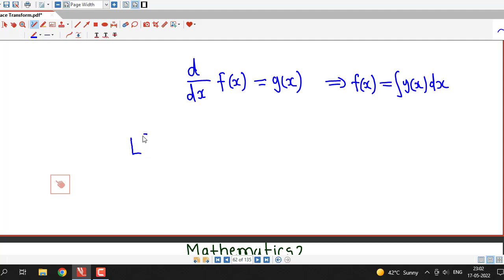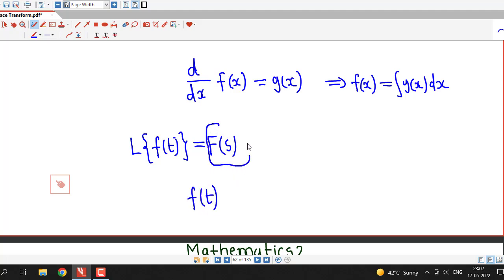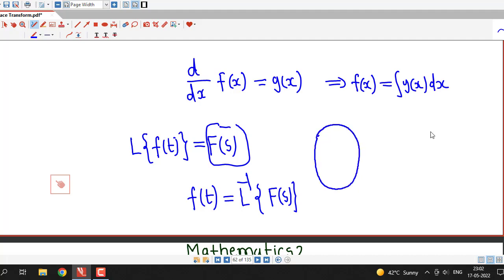Suppose we have the Laplace transform of some function f of t equal to capital F of s, then this small f of t is called the inverse Laplace transform of this function capital F of s, and it is denoted by L inverse of capital F of s. So these two processes are inverses of each other.